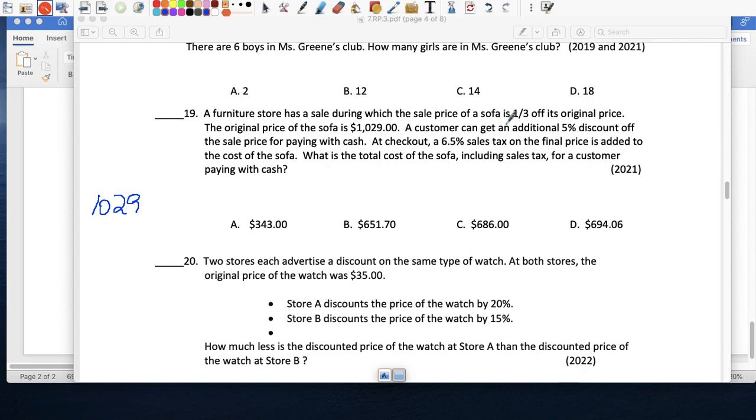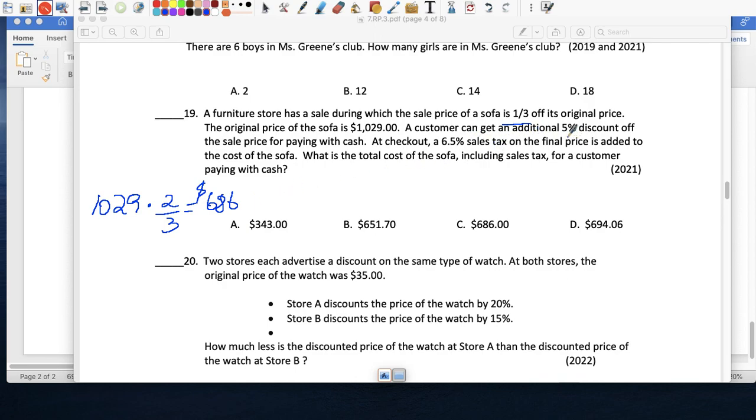The first discount is 1/3 off. If it's 1/3 off, it means that you have 2/3 to pay for, right? So if you take 1/3, you still have to pay for 2/3. I'll do this in steps. 1,029 times 2/3. So after that, if they take 1/3 off, you're left with 686.